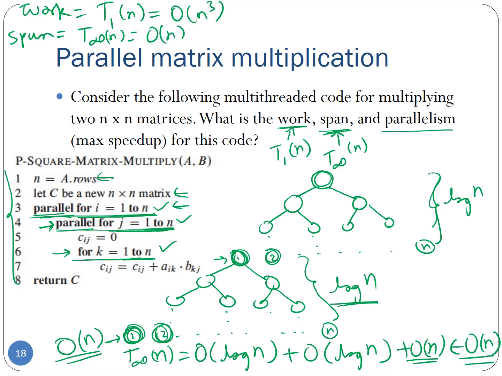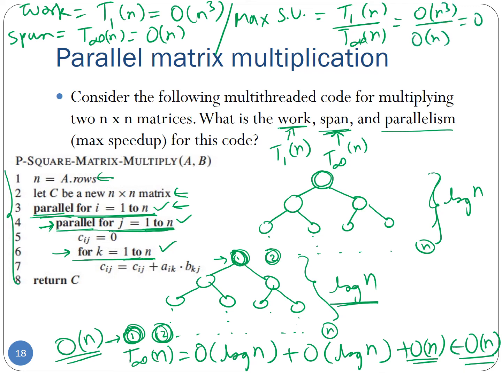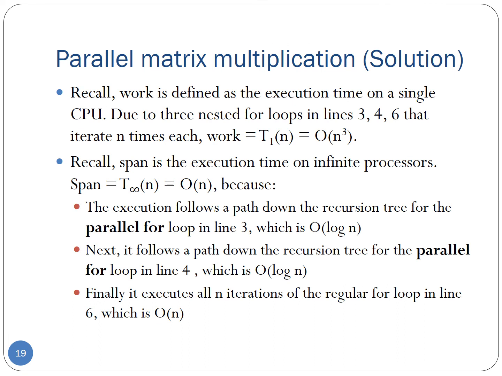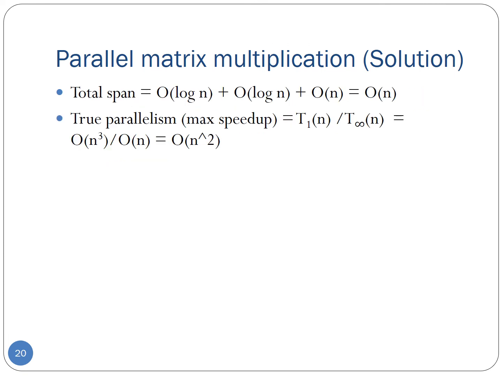Now recall that the max speedup, or the parallelism, is given by the work divided by the span. In this case, your work is big O of n cube divided by the span, which is big O of n, which is simply big O of n square. So this is our solution for the problem. This is also summarized over here, and the final answer is big O of n square.